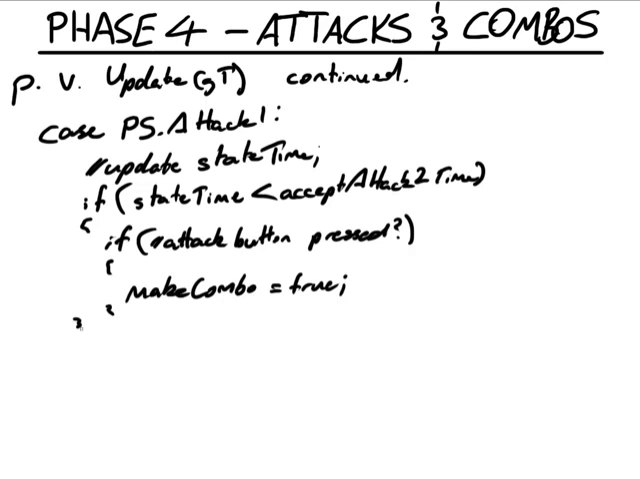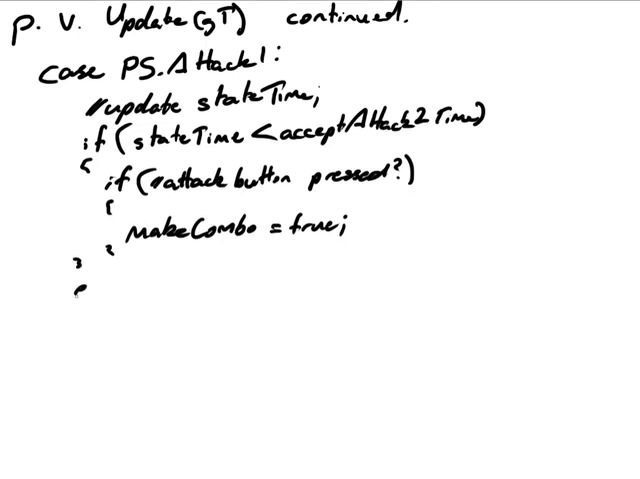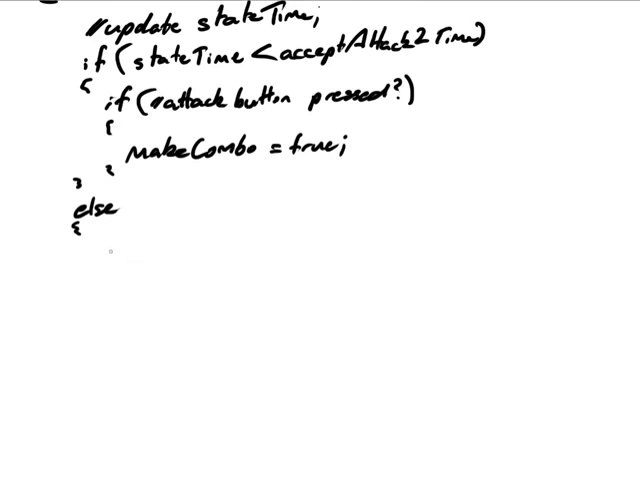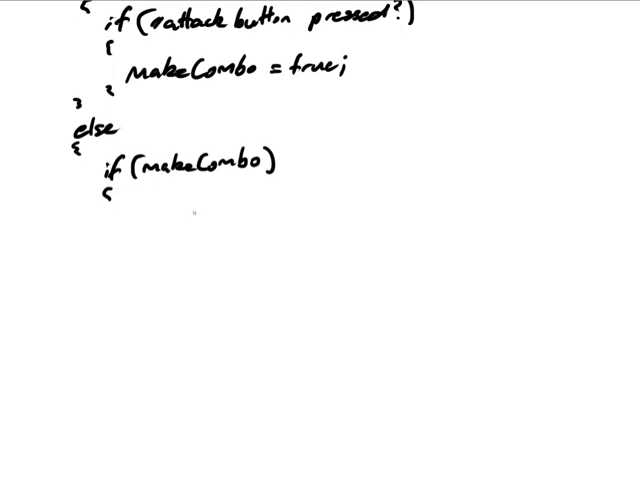That finishes off that if statement, and we put in an else. And now else is, well, if our state time is therefore bigger, is more than our accept attack time 2, that means we're not going to be checking for input anymore. So we should be checking if combo was equal to true. So we check else, if make combo, and if we are equal to combo, that means we should be moving on now to the next animation. So we'll put in set draw area. Set draw area for attack 2.